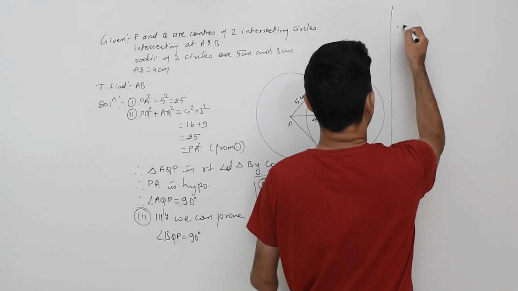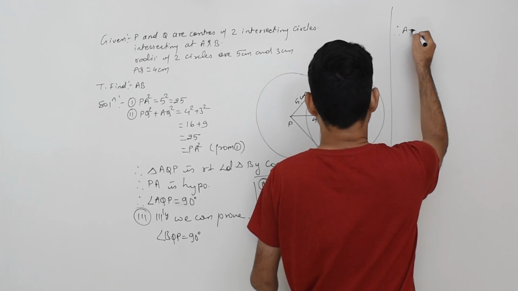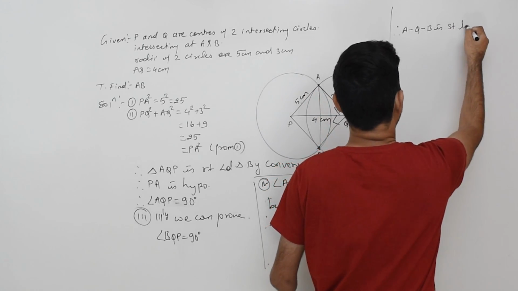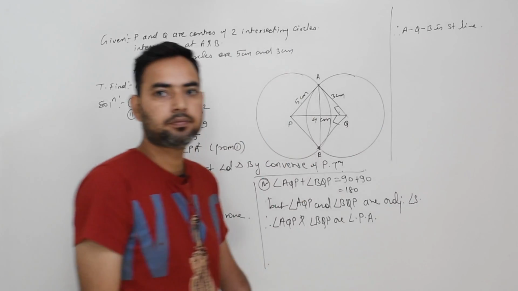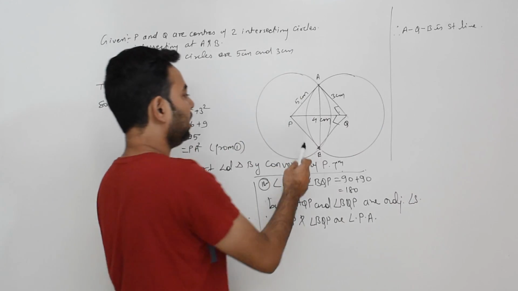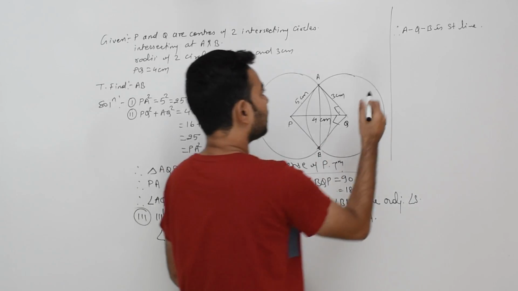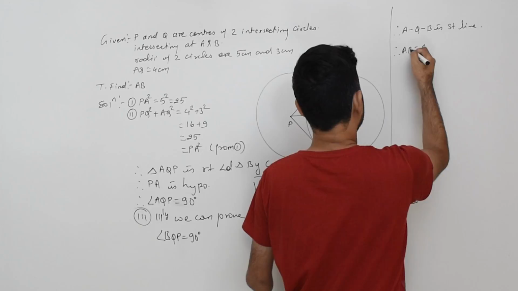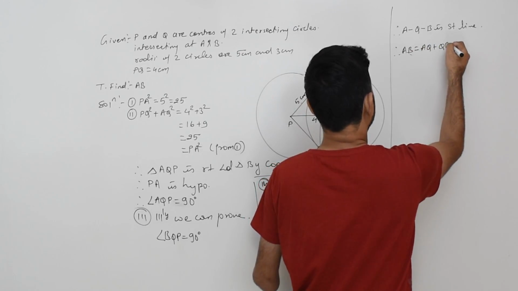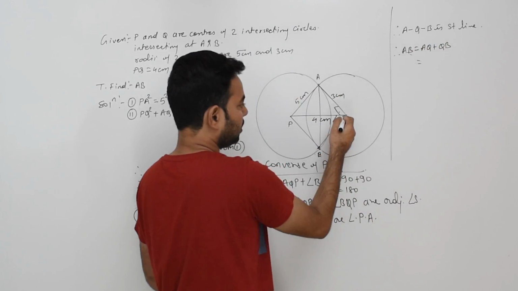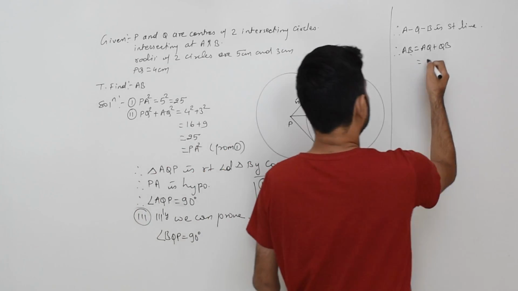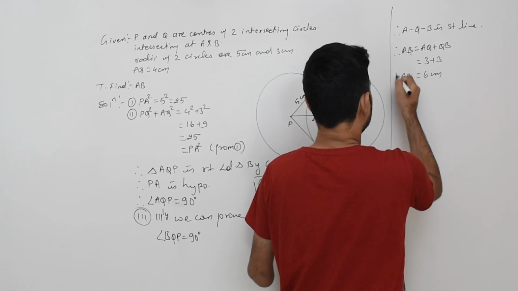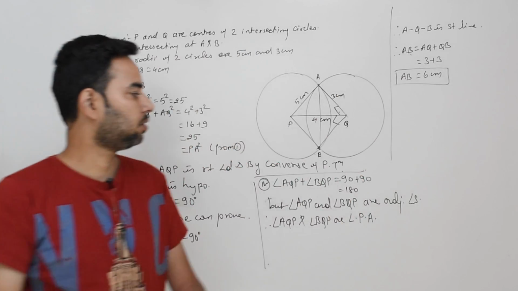Therefore AQB is a straight line. If it is the straight line AQB, therefore AB is equal to AQ plus QB. AQ is the radius of the smaller circle and QB is also a radius of the smaller circle. It means 3 plus 3, that is 6 centimeters. So AB will be equal to 6 centimeters.